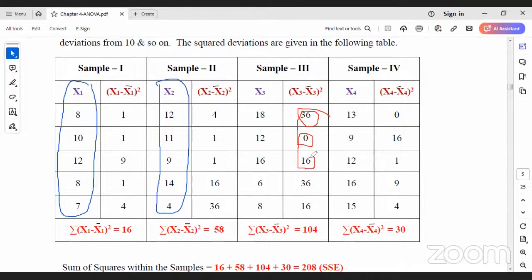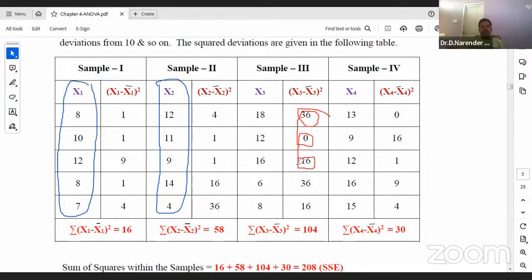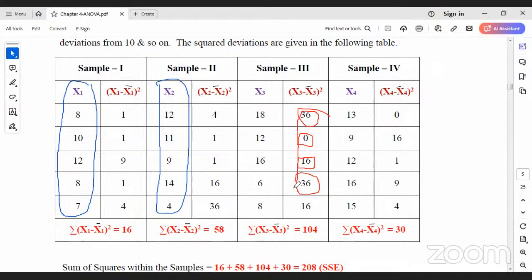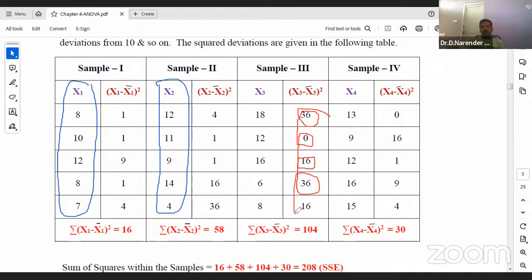16. 6 minus 12, how much? 6. 6 sixes are 36. 8 minus 12? 4. 4 fours are 16. Okay. So we got the sample 3 values also. The total is 104. Okay.